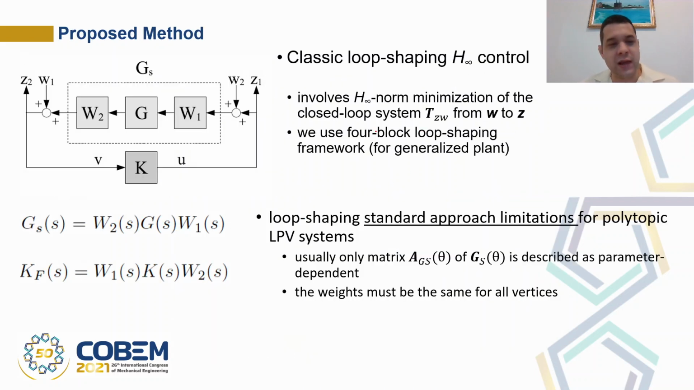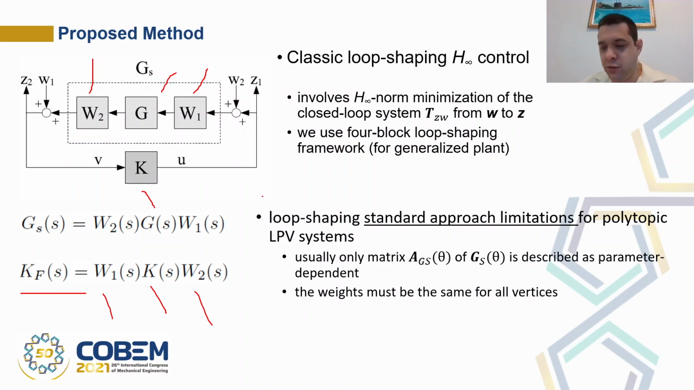Figure shows the classic 4-block loop shaping H infinity control approach. G is the plant model that we call nominal plant. W1 and W2 are the weights to shape singular values of the nominal plant and achieve the desired performance. K is the stabilizing controller obtained via H infinity norm minimization. The final controller is obtained by composition of the stabilizing controller K and weights.